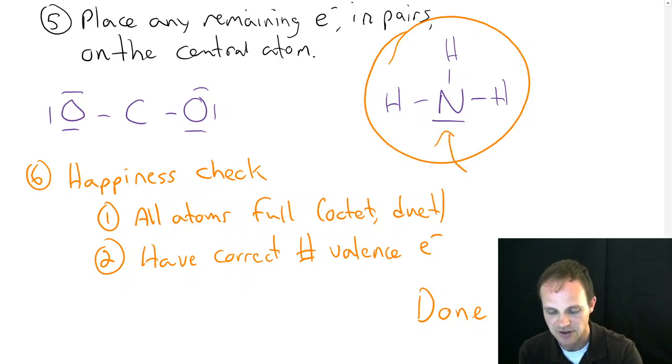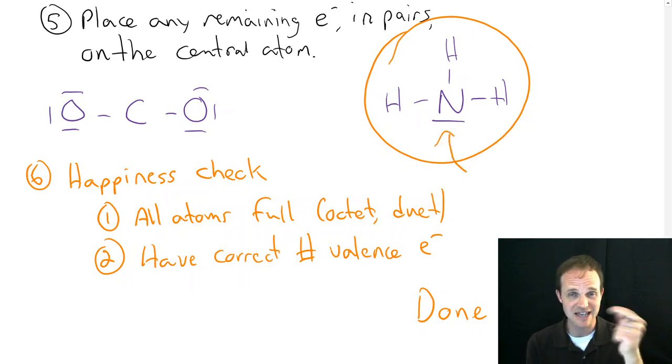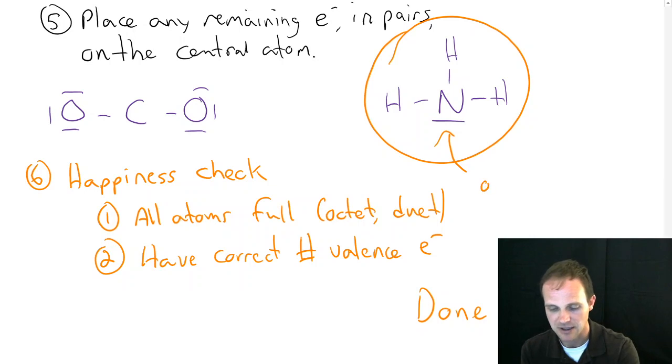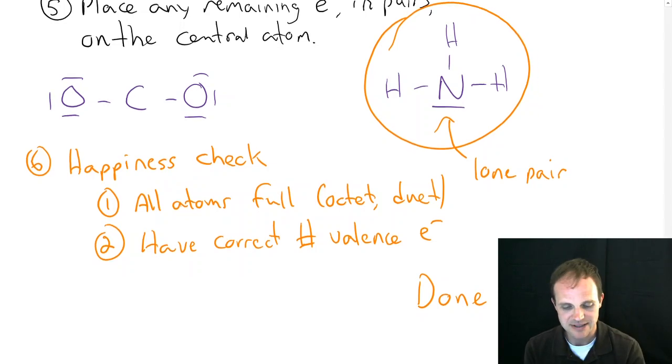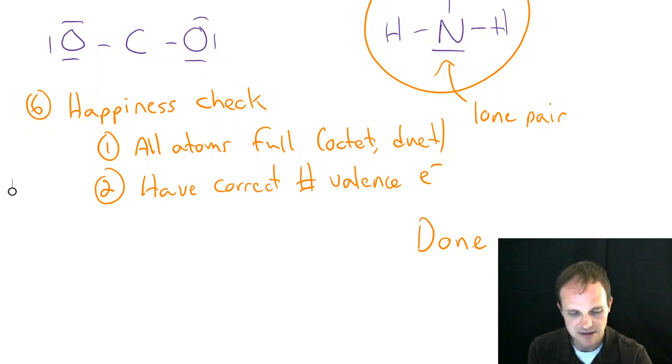This pair of electrons is not a bonding pair. It's not attached to anything, and we call it a lone pair. That's the name of a pair of electrons that's not participating in bonding. Now, CO2, unfortunately, we were not done, so we have to go on to step 7 for CO2.